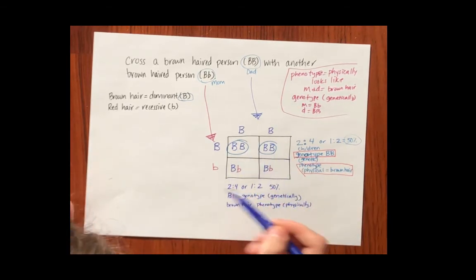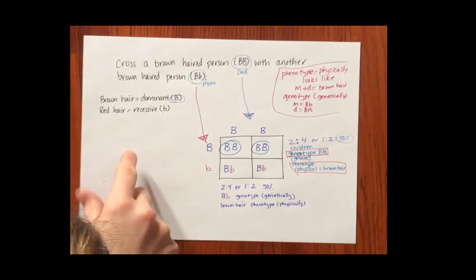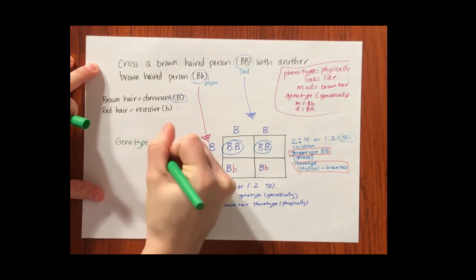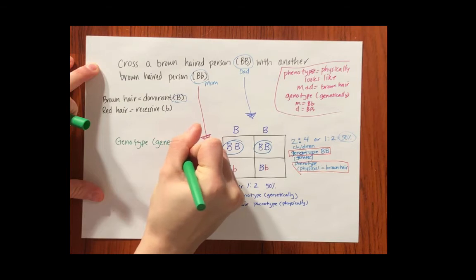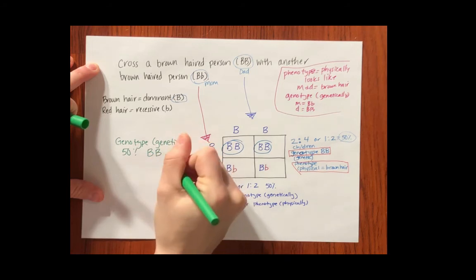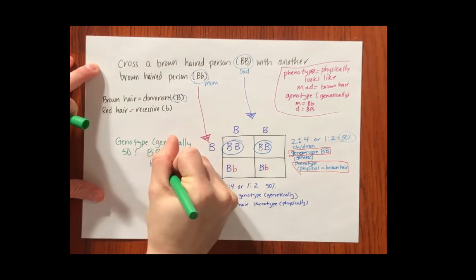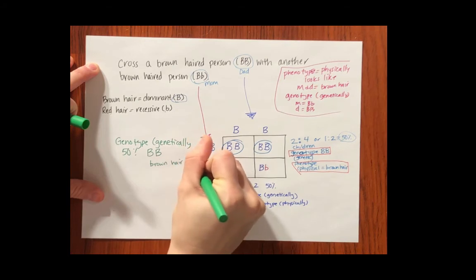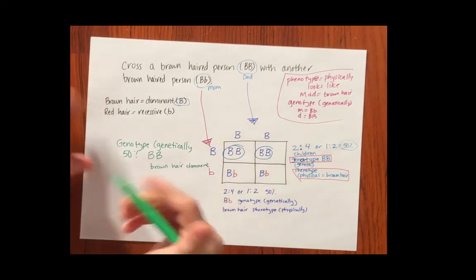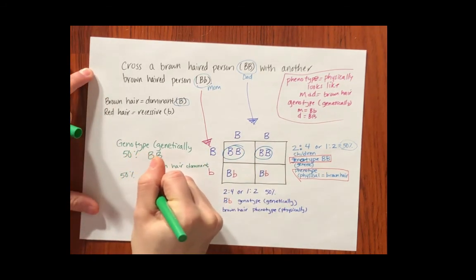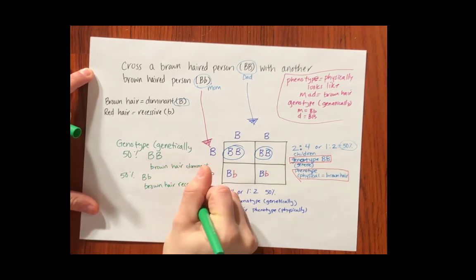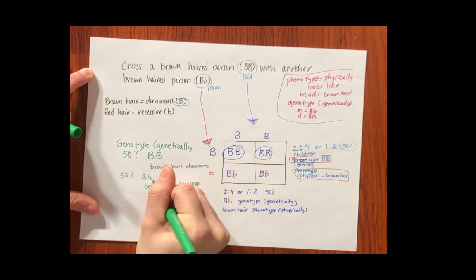So if we're talking about the overall odds of all of their possible offspring, genotype, or genetically, 50% are going to be big B, big B, so they're going to be brown hair dominant, because big B is right there. However, the other 50% are going to be brown hair with the recessive, because they carry that little b for red hair right here.